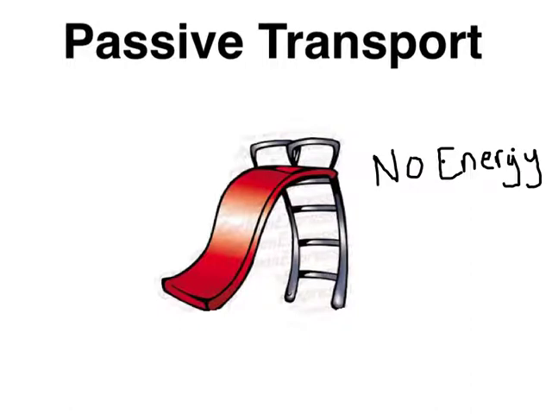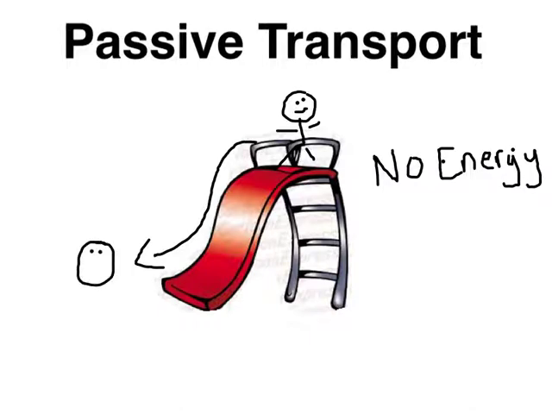The second thing you need to know is kind of like this slide. During passive transport, materials are moved from an area of high concentration to an area of low concentration. So just like when you are going down a slide, you sit at the top, you end up at the bottom, you go from high to low, and it doesn't take any effort on your part, similar to the cell not needing to expend any energy to make this happen.